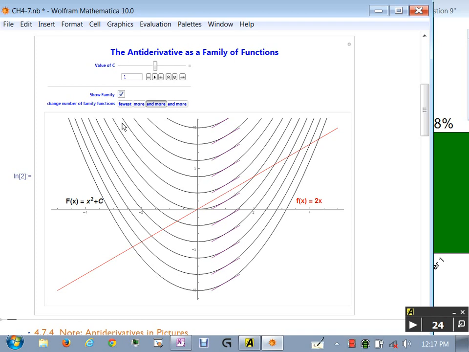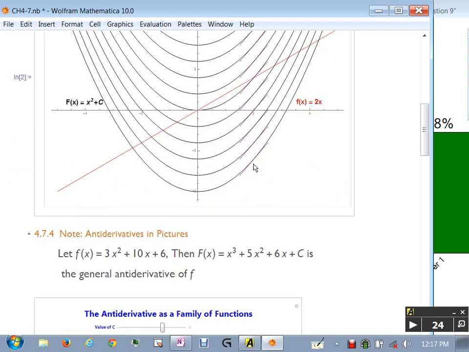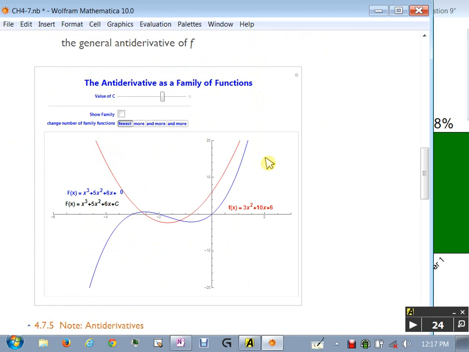If I change the value to 2, what's the slope of the tangent line going to be? 4. So if you come out here, go to 2, on every one of these curves, the family of curves, the slope is going to be 4. Hope that makes sense. Here's another one.